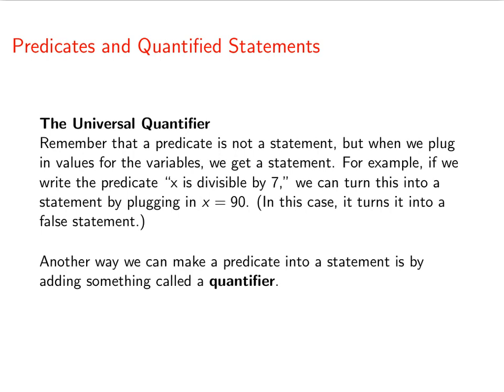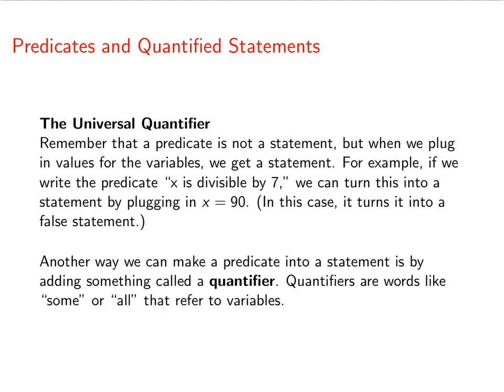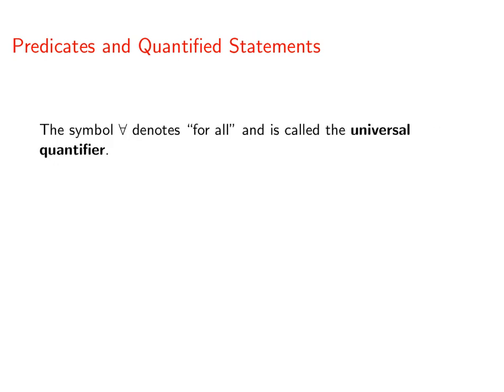There's another way that we can turn a predicate into a statement, by adding something that we're going to call a quantifier. Quantifiers are words like some or all, and they refer to variables. They're going to tell us how many elements a given predicate is true for. We're going to use this symbol here, this upside down capital A, to denote the phrase for all, and it is called the universal quantifier.